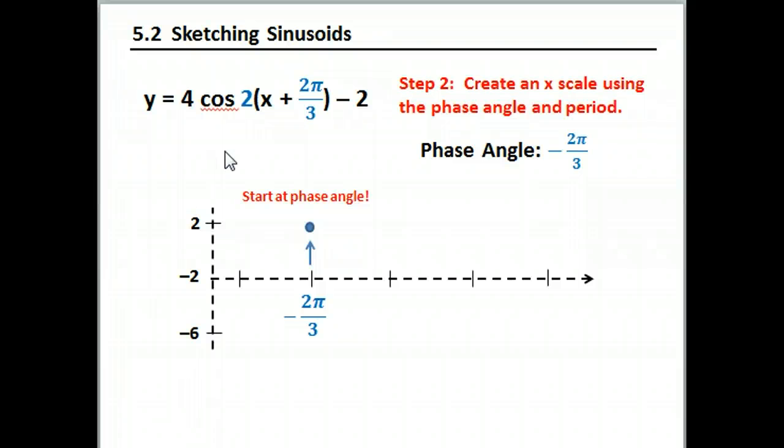Okay, so now we get to the big stuff. Because we have a phase shift of 2 pi over 3, our phase angle is going to be at -2 pi over 3, which means that's where we're going to start. But again, it's a cosine curve, so that means we're going to start up at the top at 2. And then we're going to come down and then go back up. So again, our phase angle is -2 pi over 3. That's where we will start.